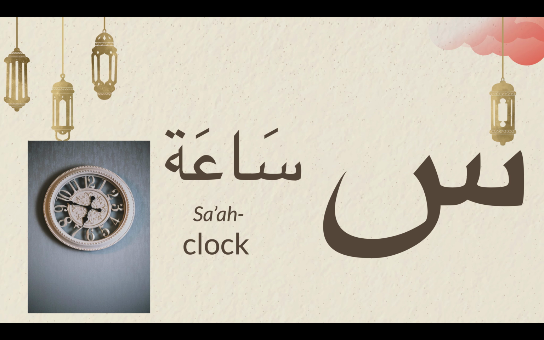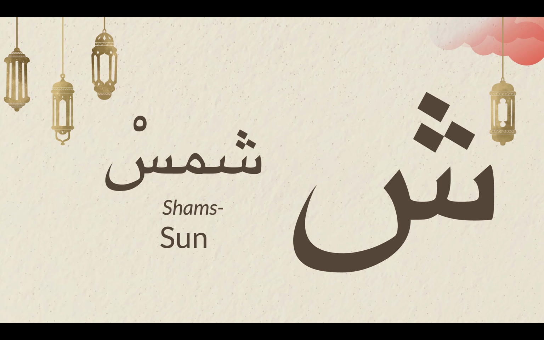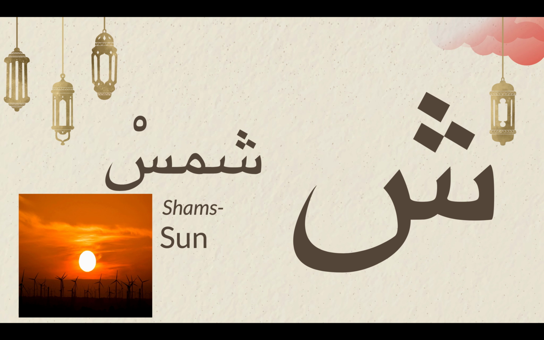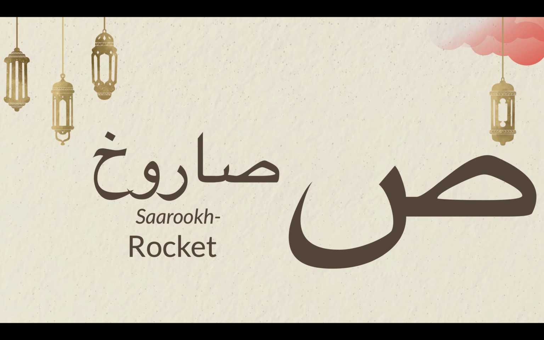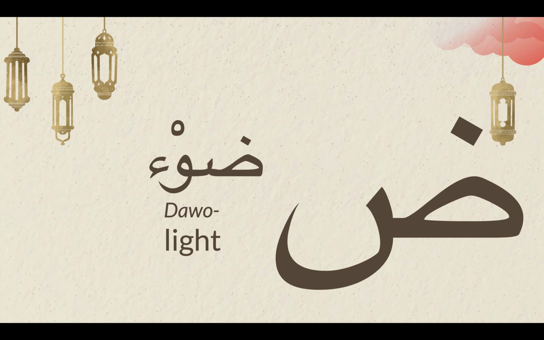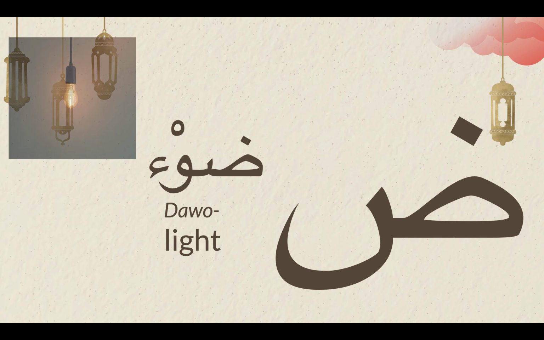Sheen. Sheen for Shams. Shams means sun. Saad. Saad for Saruk. Saruk means rocket. Dal. Dal for Dawa. Dawa means light.